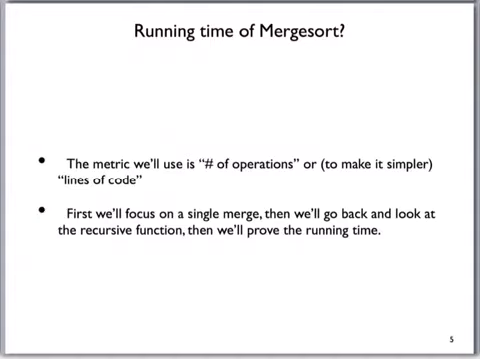So the running time of MergeSort. The metric we'll use is number of operations, or kind of to make it simpler, lines of code. We don't have to worry about the architecture of the machine that we're running on. So we'll just look at what a single merge does, and then later on we will work at doing the entire MergeSort.